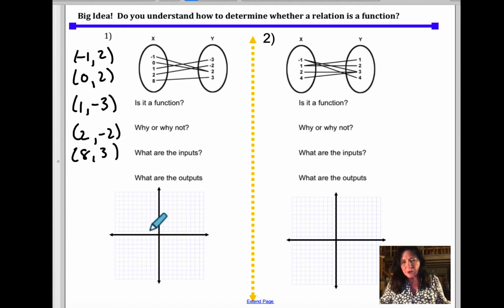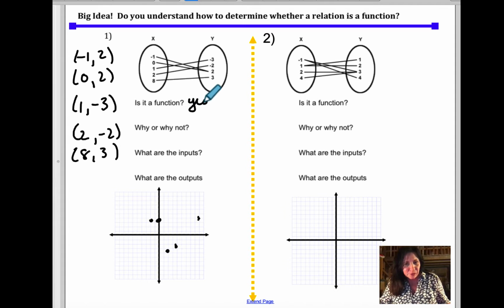So what we have here is -1, 2. You have 0, 2. You have 1, -3. You have 2, -2, and you have 8, 3. And so what you're seeing here is this. Is this a function, yes or no?